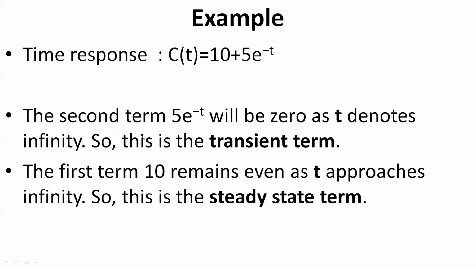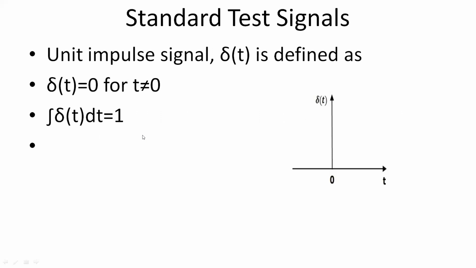So let's see some of the standard test signals. The standard test signals are impulse, step, ramp, and parabolic. These signals are used to know the performance of the control systems using the time response of the output.